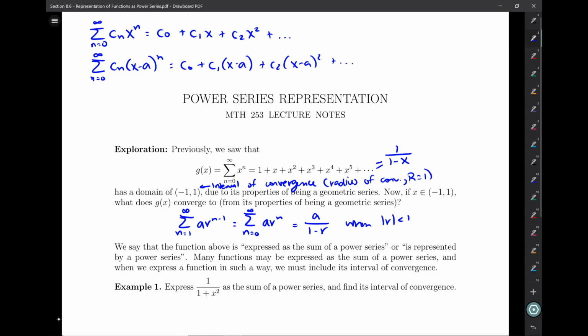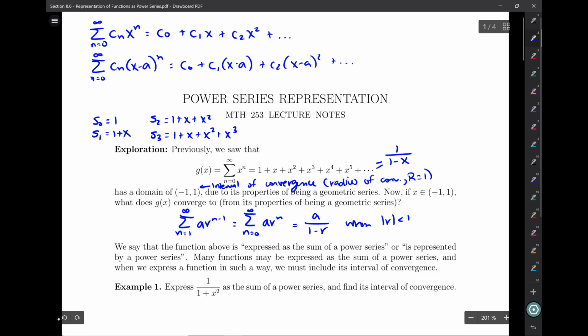So for example, the 0th partial sum of this power series is going to be just x to the 0, which is 1. The first partial sum is going to be the 0th plus the next term, which would be x to the 1, which is x. The second partial sum would be 1 plus x squared. The third, 1 plus x squared plus x cubed. So notice that the partial sums of the power series are polynomials of varying degree. In this case, the degree of the polynomial matches the degree of the partial sum.